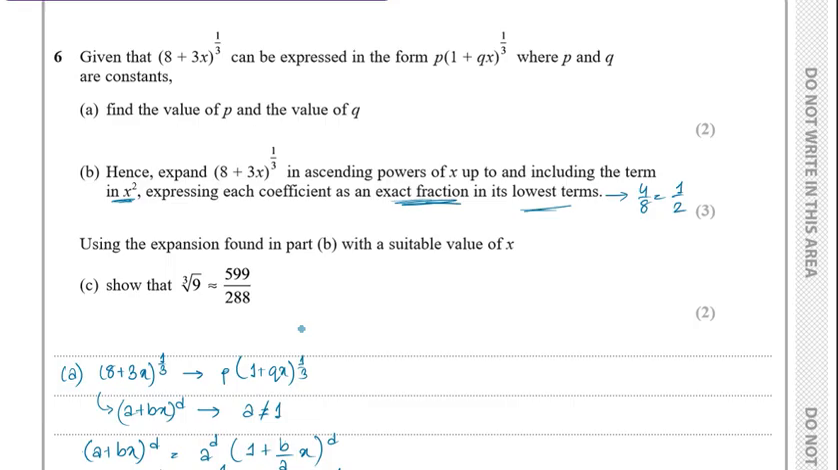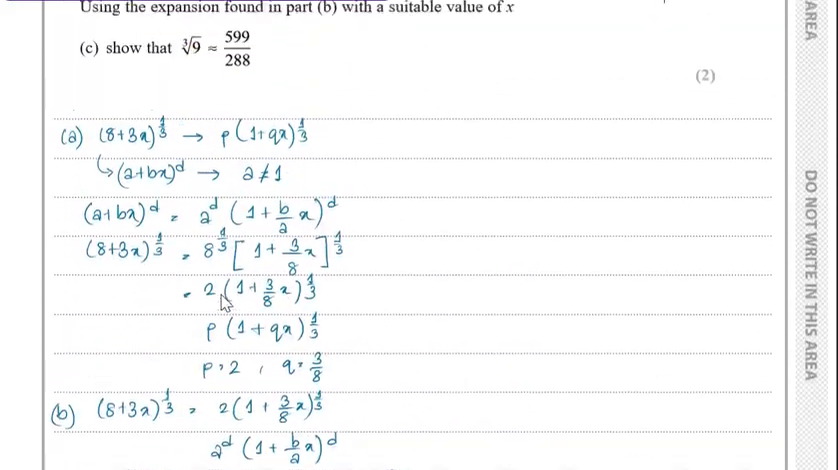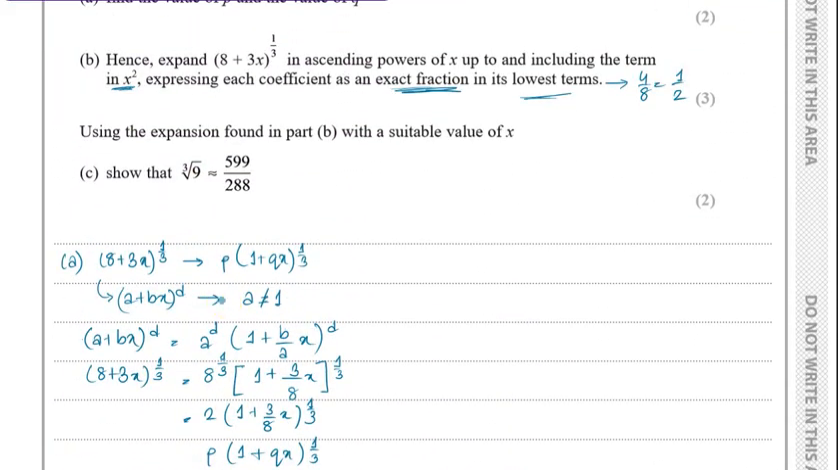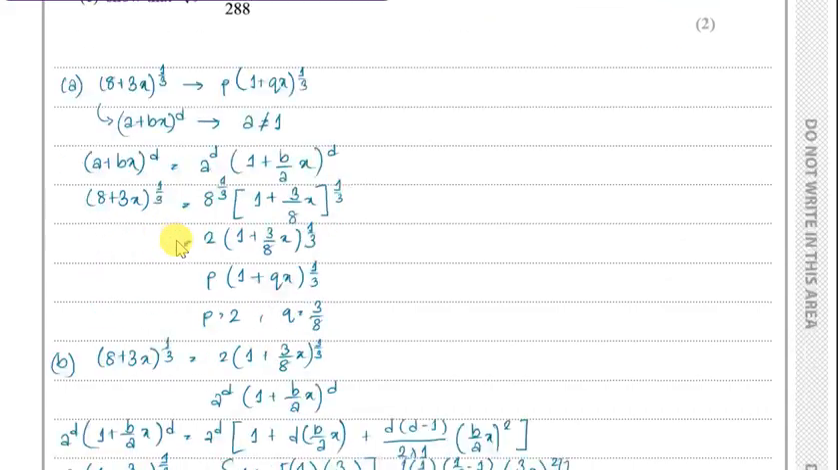So for part C, we are asked, using the expansion found in part B with a suitable value of x, show that cube root of 9 is equals to 599 by 288. So we have to actually at first make cube root 9 here.